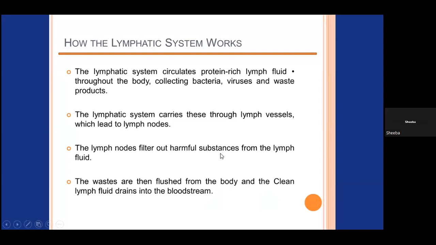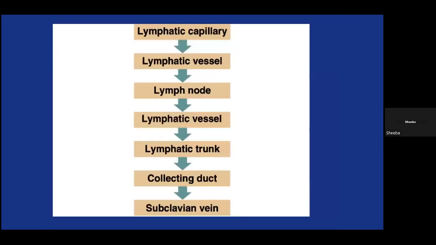If you just imagine there is no lymph node in one area, what happens in that area? If any infection develops, there is no lymph node and the lymphocytes are not there to resist the infection. So that area might develop infections frequently. This is how the lymphatic system works.